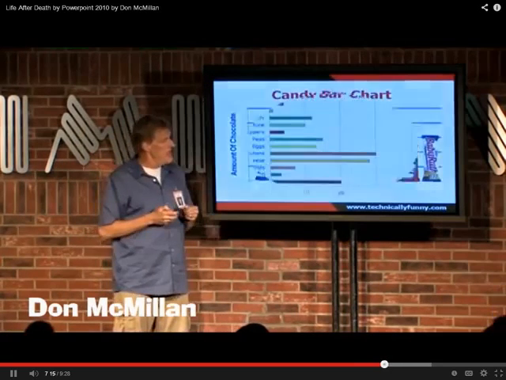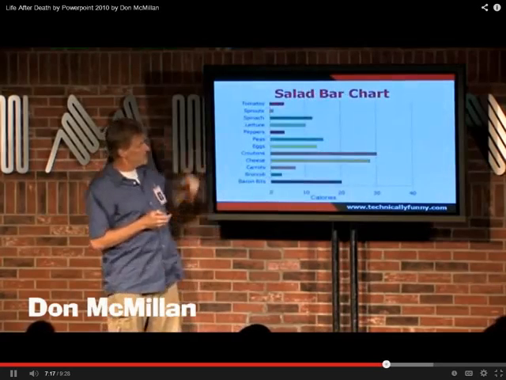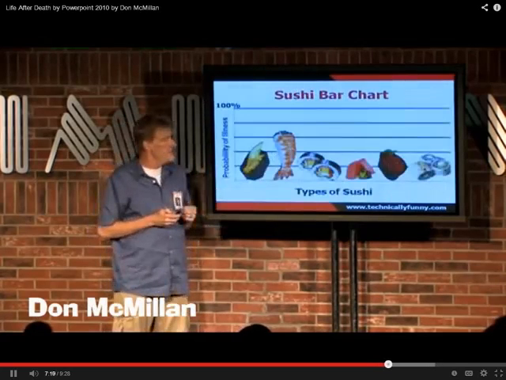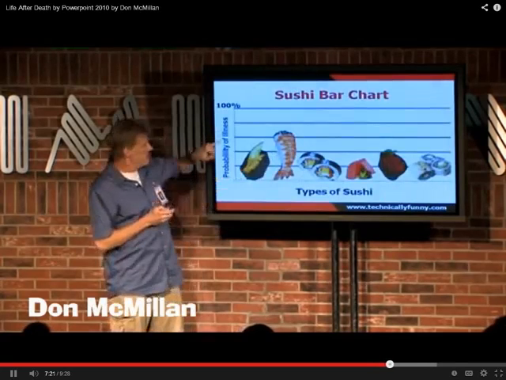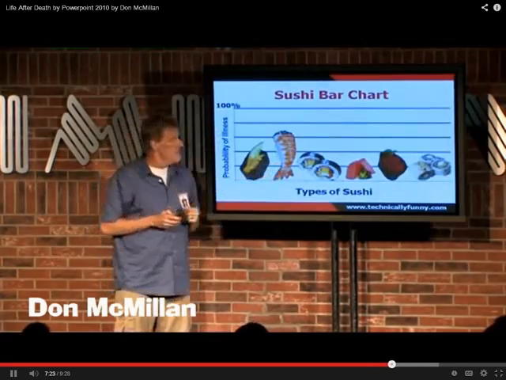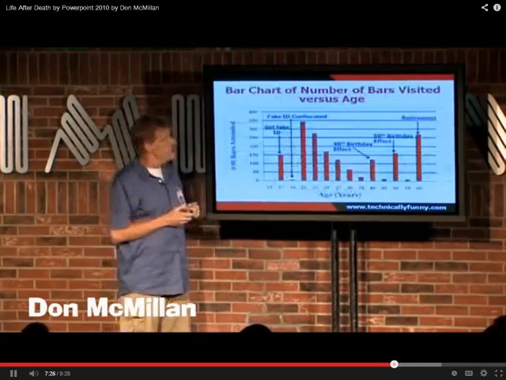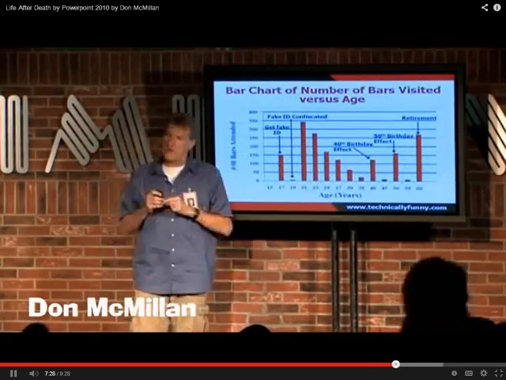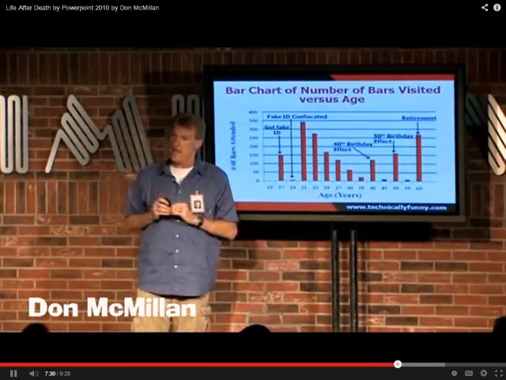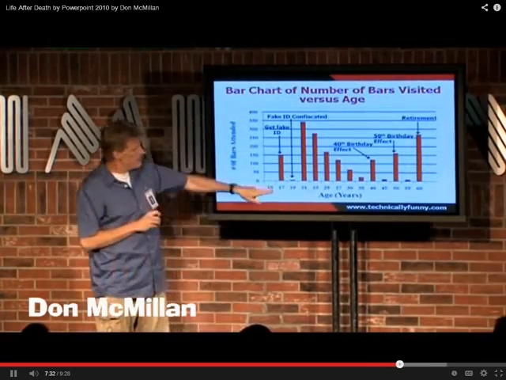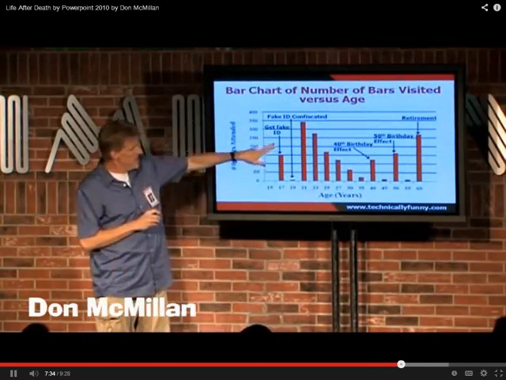Here's a salad bar chart, tomatoes, sprouts, spinach, and the different calories of each. Here's a sushi bar chart. This is a probability of illness, depending on the... There's a lot of detail in my act. Please pay close attention. Here's a bar chart of the number of bars, business versus age throughout my life. Most people don't take the time to do this, but you can see when I was 17, I had the fake ID, so it was confiscated when I was 19, and my bar usage dropped dramatically.